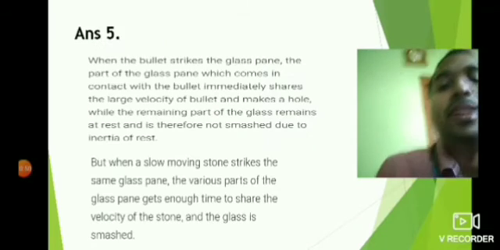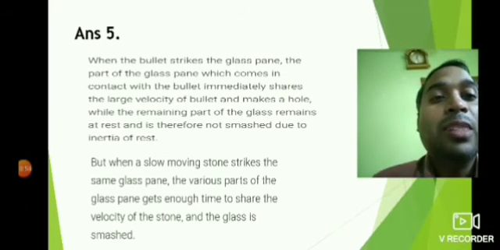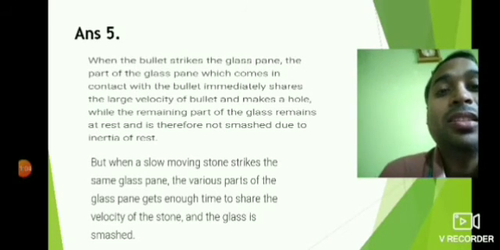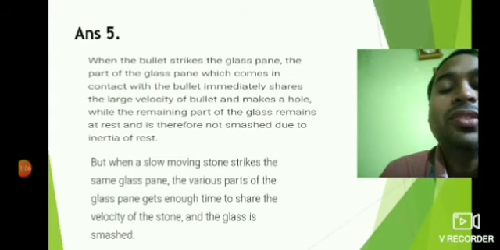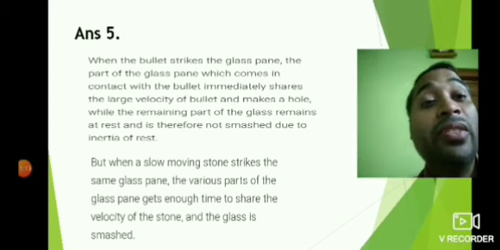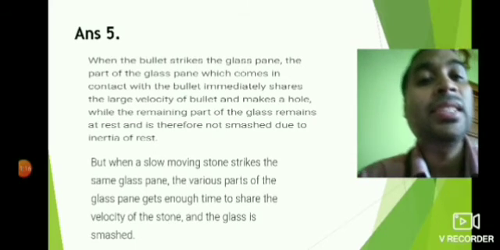Let us see the answer. So when a bullet strikes the glass pane, the part of the glass pane which comes in contact with the bullet immediately shares the large velocity of the bullet and makes a hole, while the remaining part of the glass remains at rest and is therefore not smashed, due to inertia of rest. But when a slow moving stone strikes the same glass pane, the various parts of the glass pane get enough time to share the velocity of the stone and the glass is smashed.